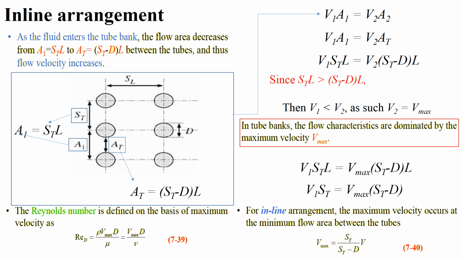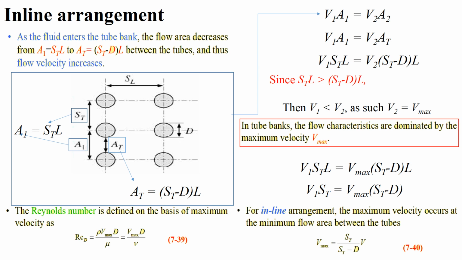It is mentioned that in tube banks, the flow characteristics are dominated by the maximum velocity Vmax. So if you want to know the Reynolds number for tube banks, we should use the maximum velocity as put here. The Reynolds number is defined on the basis of maximum velocity as Reynolds number equals rho Vmax D divided by mu. This is equation 7-39 for the Reynolds number. And from this correlation we can also rearrange the equation.